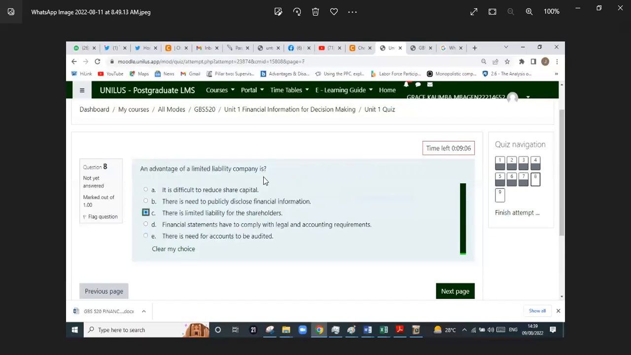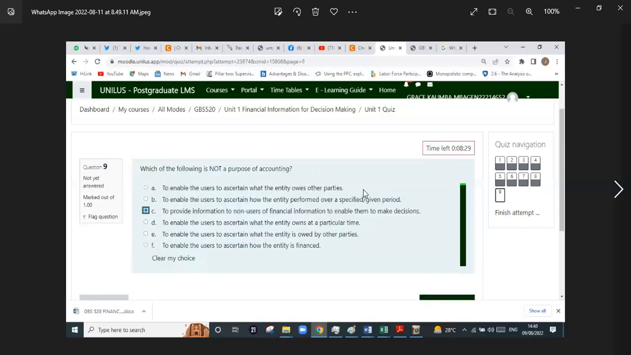Advantage of limited liability is that 1, it is difficult to reduce share capital. No. There is need to publicize and disclose information. No. There is limited liability for the shareholders. Yes. The others are not correct.